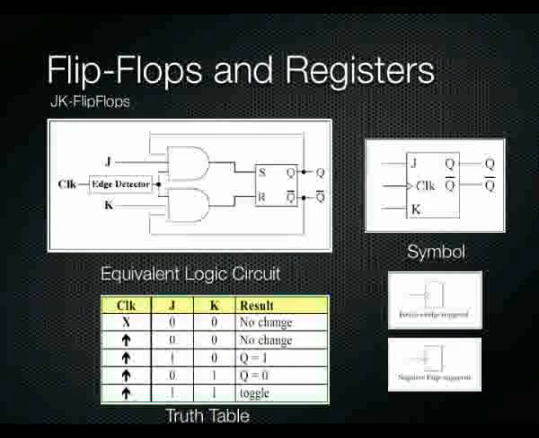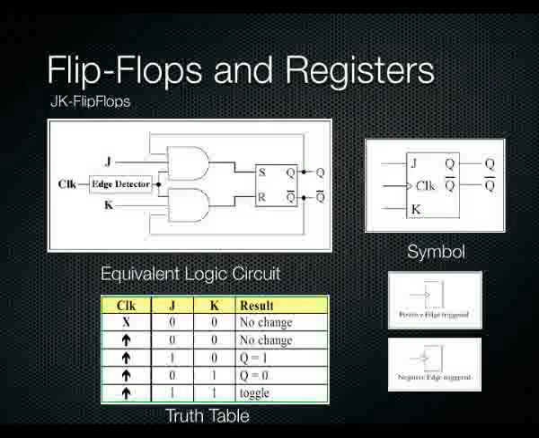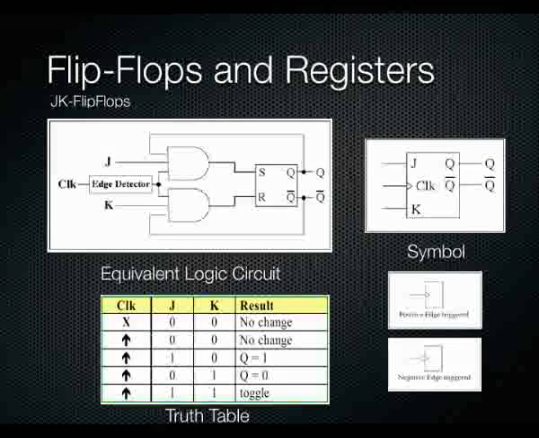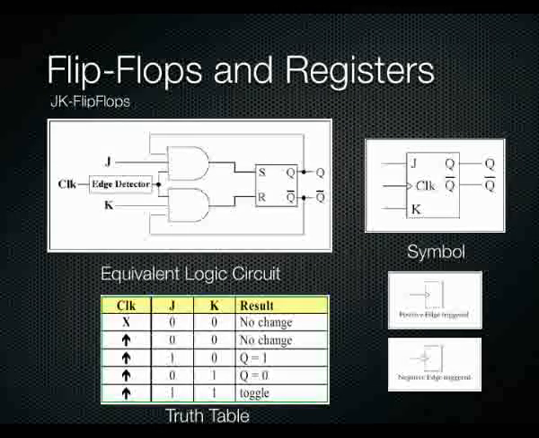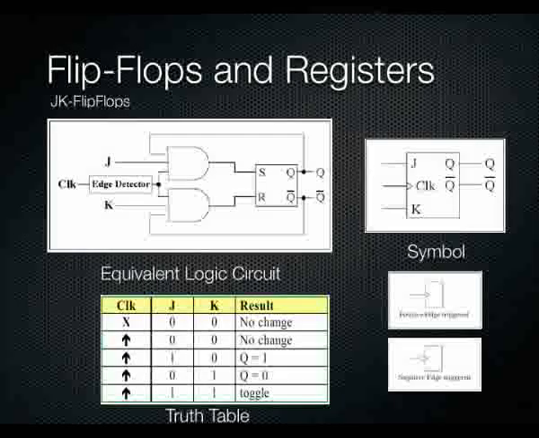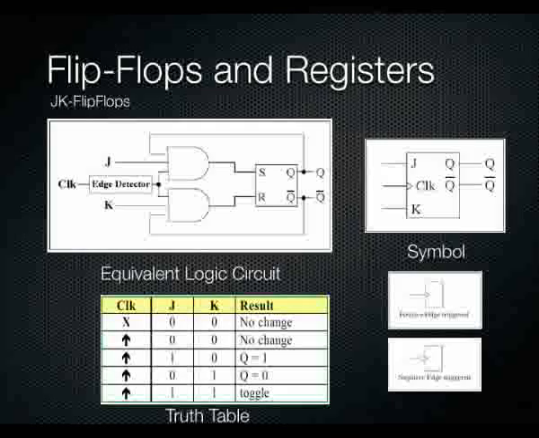A JK flip-flop is another commonly used flip-flop that we use in digital circuitry. It's a great little flip-flop. We effectively have our SR flip-flop, these 3-input AND gates, and our clock edge detector circuit with the clock going into the AND gates. We have J and K going to the AND gates, and we also have a secondary feedback path going from Q back into the AND gates.